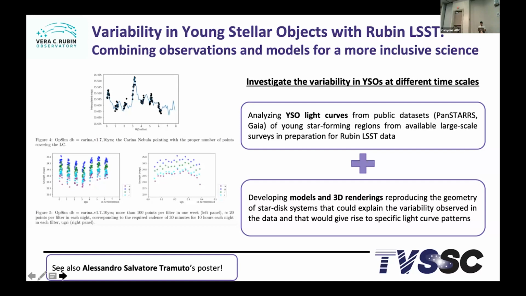applied to many diverse scientific cases, so variable stars. And you can see some details on the variability, in this case of an accretion disk, also discussed in the poster by Alessandro Tramuto that you can see here outside, and I hope you see him presented in the flash talk today, and is also here.